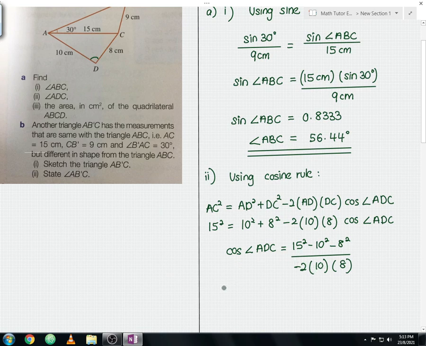So from here, you should get your angle ADC equal to 112.41 degrees. When you press the calculator for this calculation you will get a value, and that value you take the cos inverse. So that's how you get the angle ADC, where you get here 112.41. Let me underline the angle ADC.